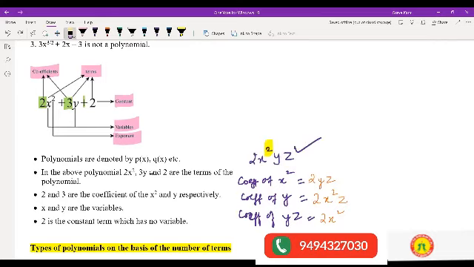It's clear to everyone. So polynomials are denoted by p(x), q(x), whatever. You can write p(x) is equal to x plus y, or x square plus x plus 2, like this is a polynomial. So we can denote the polynomial by some letter like q(x), p(x), like that, okay? In the polynomial, 2x square, 3y, and 2 are the terms of the polynomial. In the above polynomial, 2x square, 3y, and 2 are the terms.